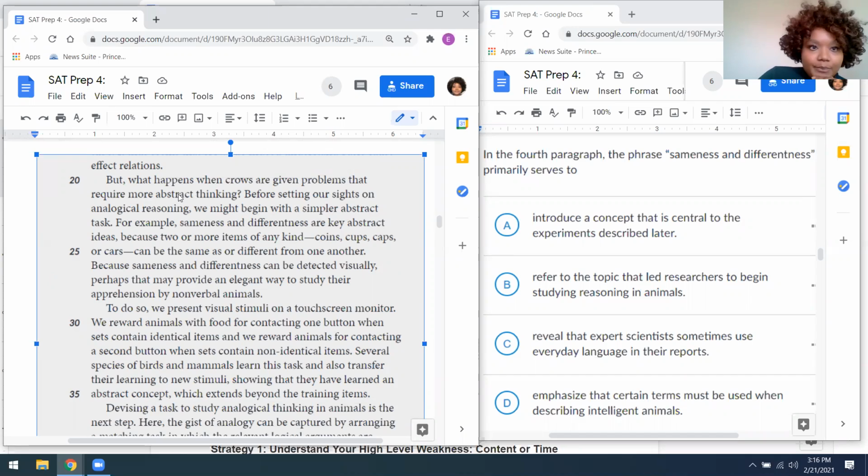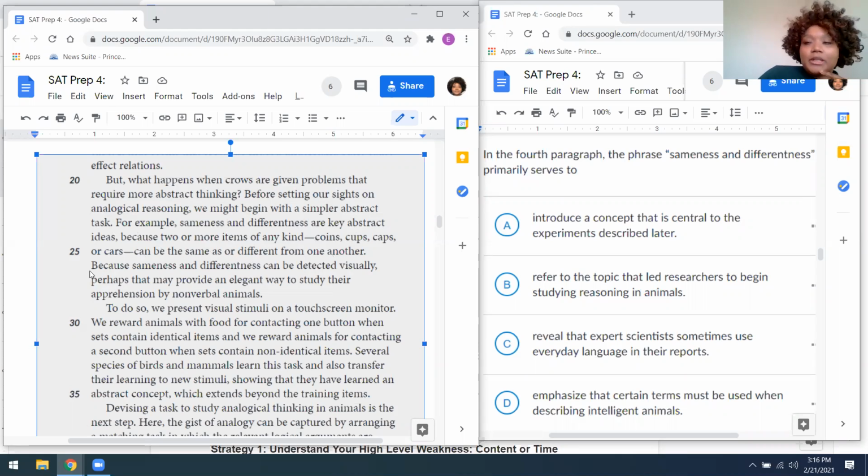So we see in line 21, 22, 23, right here is where the words sameness and differentness. Can you see my cursor? Let me just make sure. Okay. Yes, 21, 22, 23. Sameness and differentness. They're first talked about here. They're saying they're key to abstract ideas. Coins, cups can be the same or different from one another.